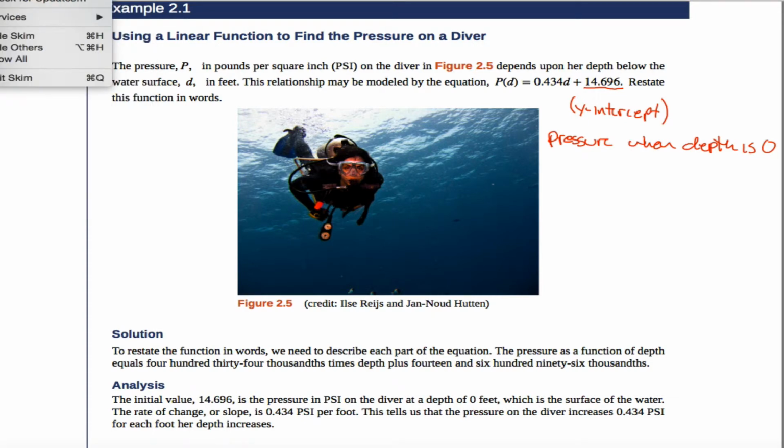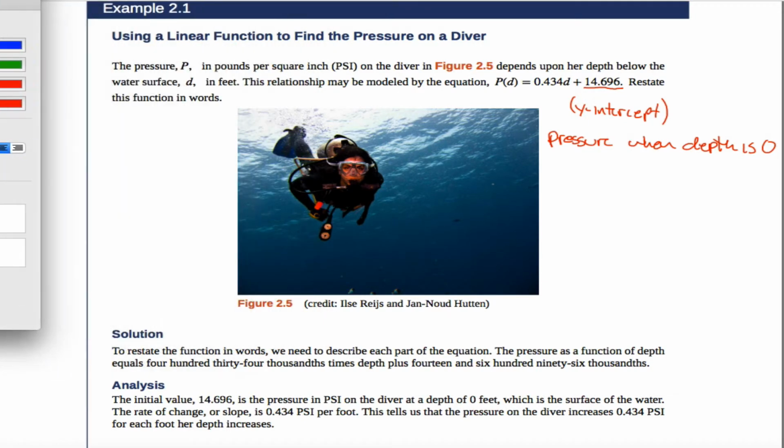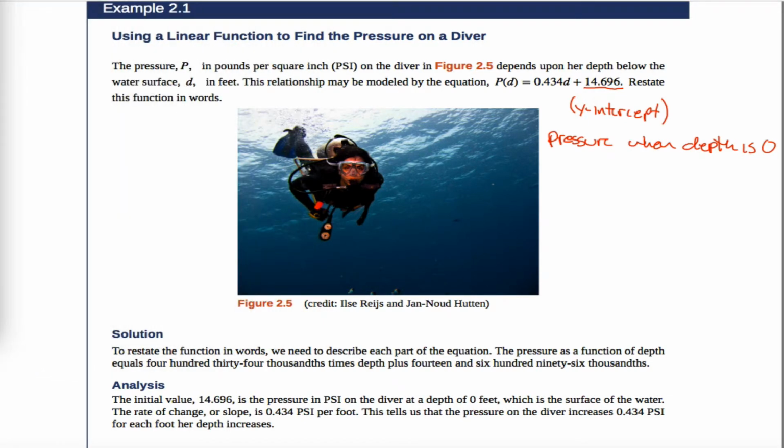But I think that pretty much explains this number right here, which really only leaves you with one other number to deal with, the 0.434. So I'll switch colors here. This number, the coefficient on the d here, is the slope. And what the slope always tells you is how much the output increases every time the input increases by 1. At least that's one interpretation of the slope.